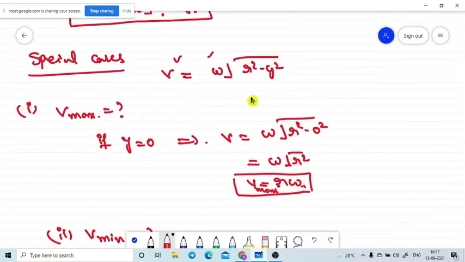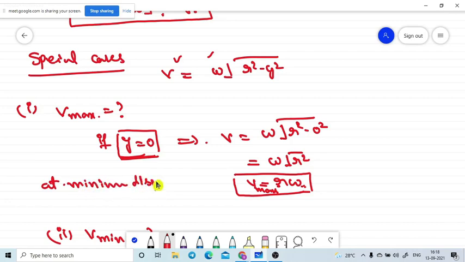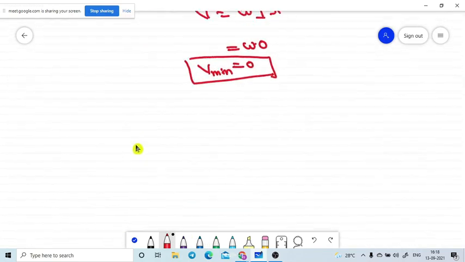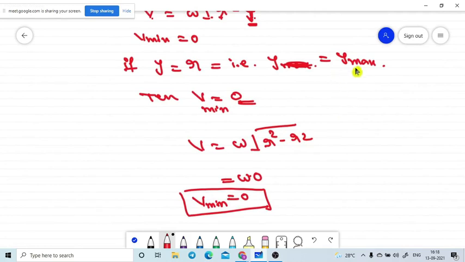Y equal to 0 means a minimum displacement position. Will you please look at this one? Y equal to 0 means at minimum displacement position, so at minimum displacement position, the velocity of the particle is maximum. If you go to the downward, Y maximum means at maximum displacement position, the velocity of the particle is minimum.